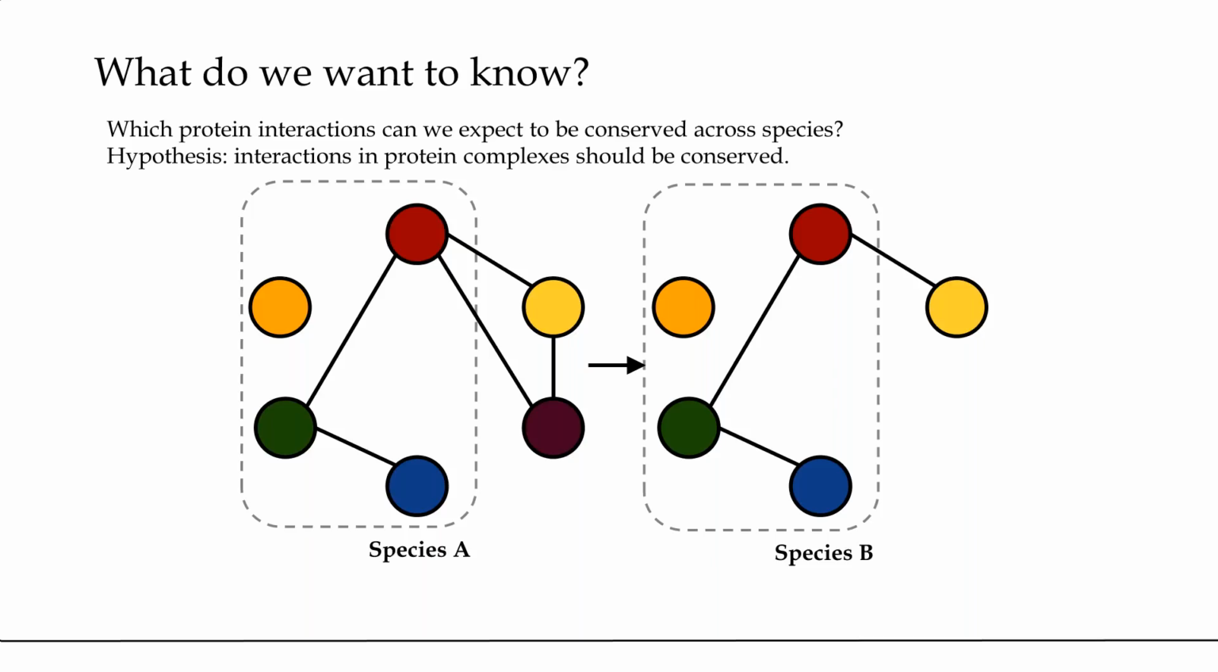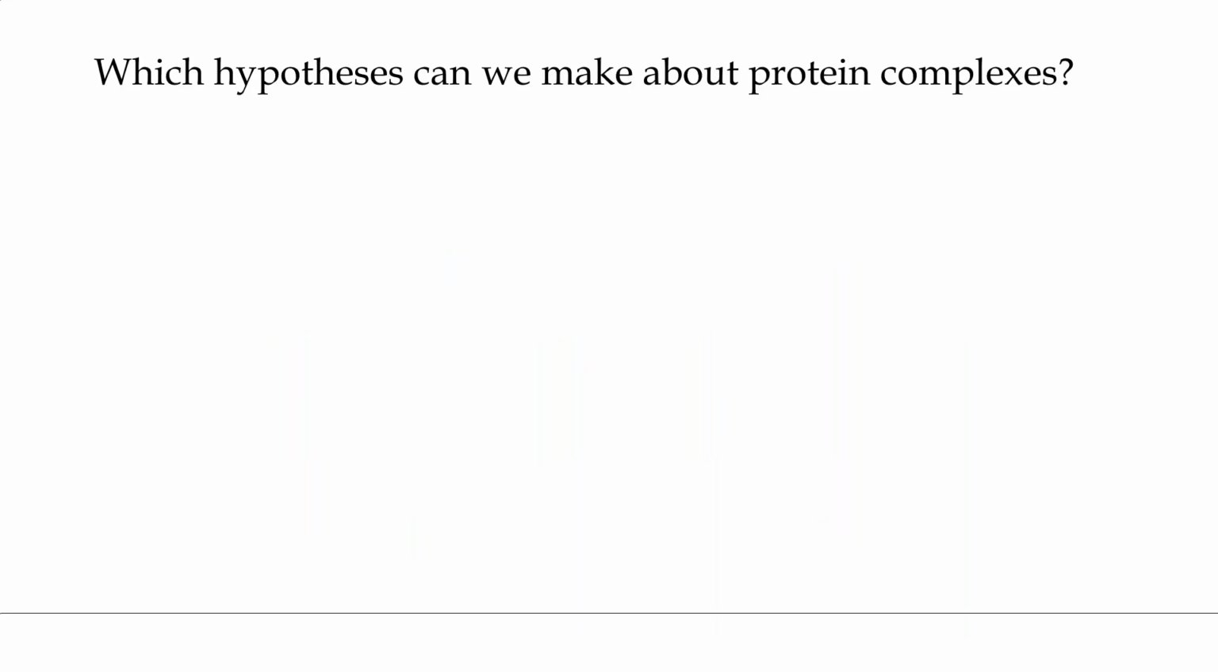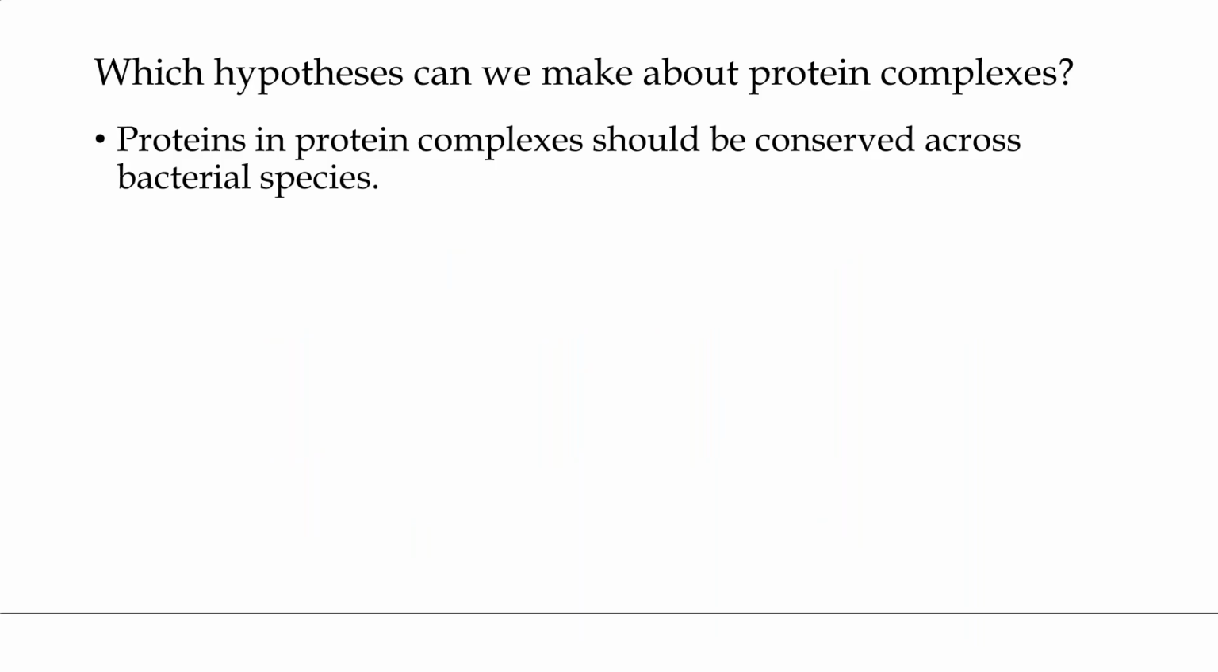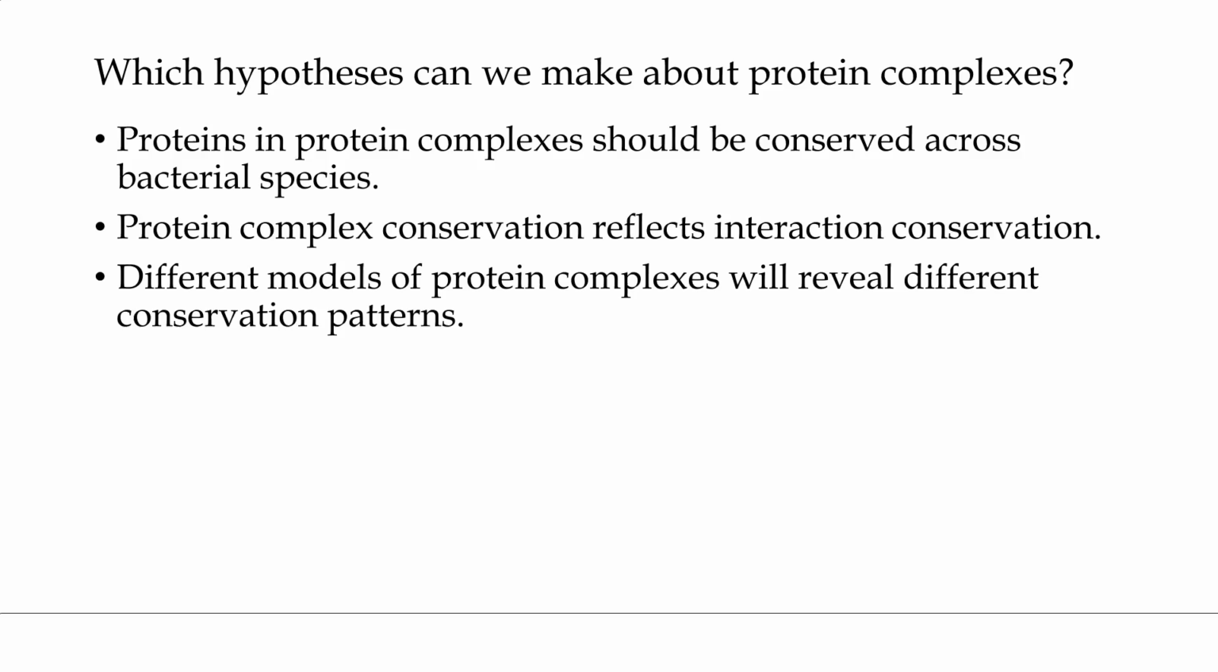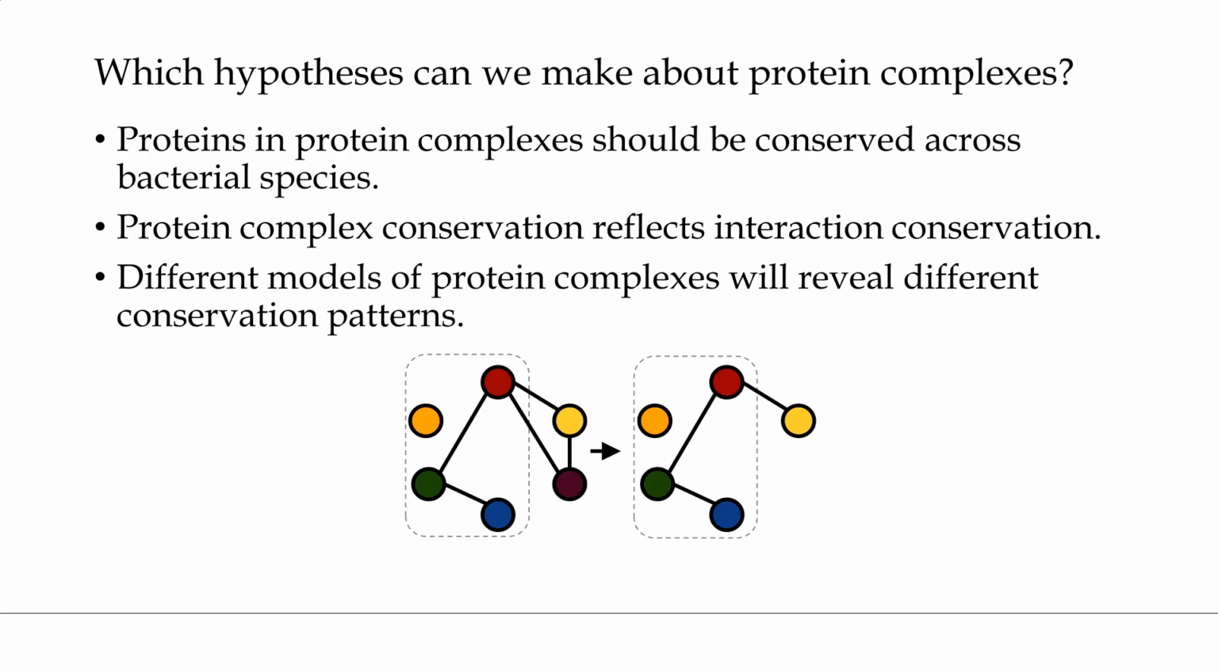So which hypotheses can we actually make about protein complexes beyond just their evolutionary conservation? We know that not only they should be conserved, but the interaction conservation should in fact reflect interaction conservation. And we can also expect that different models of protein complexes will in fact reveal different conservation patterns. And that certainly makes sense, because if we choose a different set of protein complex members for our model and compare that across species, then we would also expect that we may or may not find all members of those species. So the model that we start with naturally defines what our expectations will be. So we need to be very careful about the model that we start with.